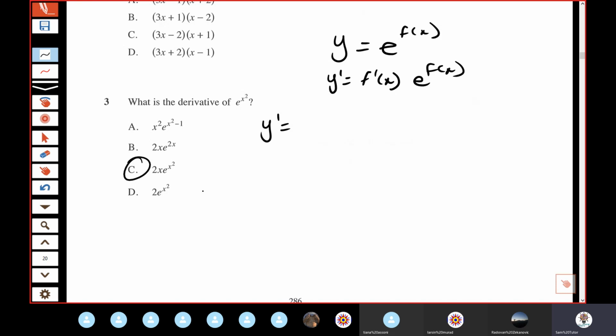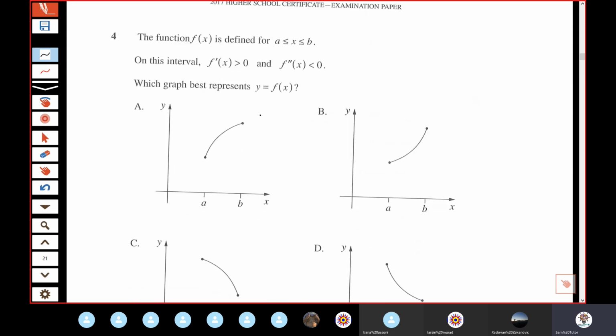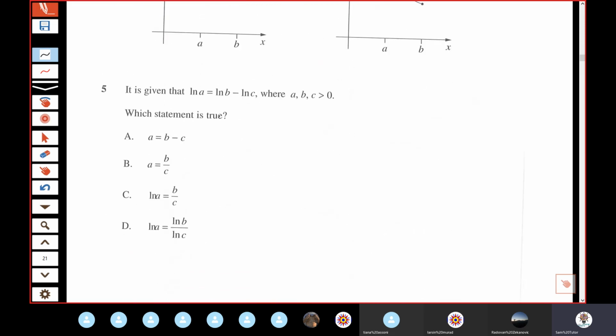Anyone not get that? Happy? Question 3 is done. Question 4, not for you. Question 5, for you. Logs. It is given that log A equals log B minus log C. Which statement is true?